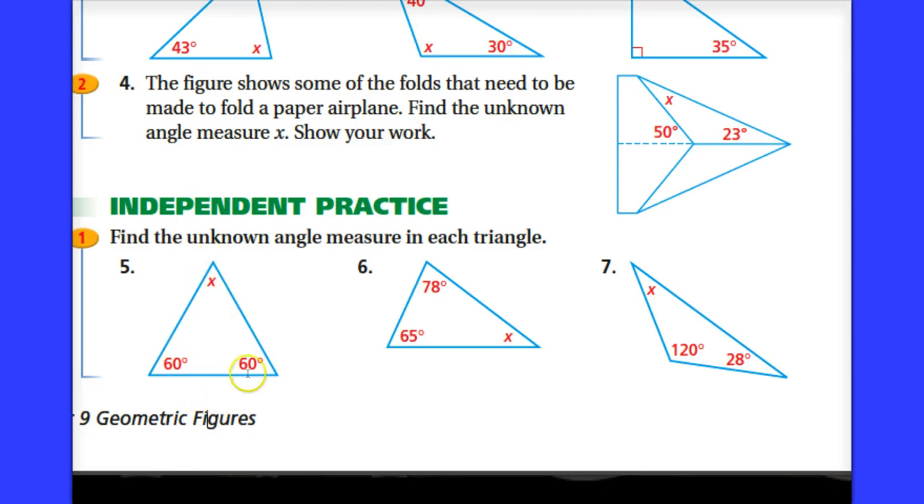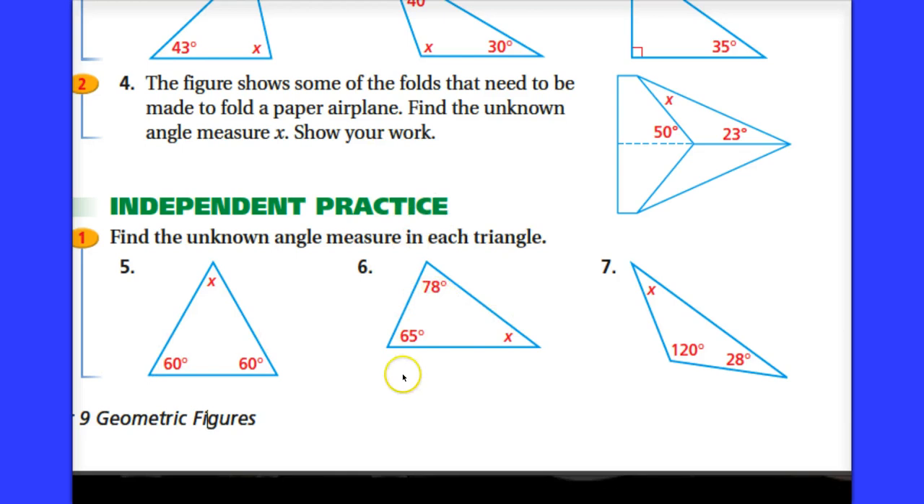And if you looked at this and said, you know what? These angles all measure the same. You're right, you have an equilateral triangle. Three sides are the same and all three angles are less than 90 degrees.